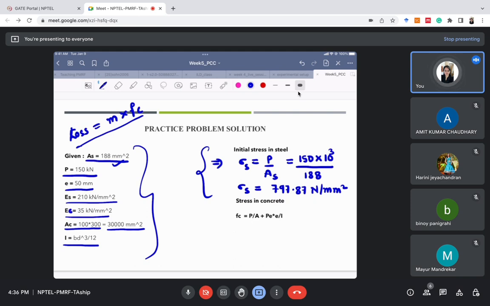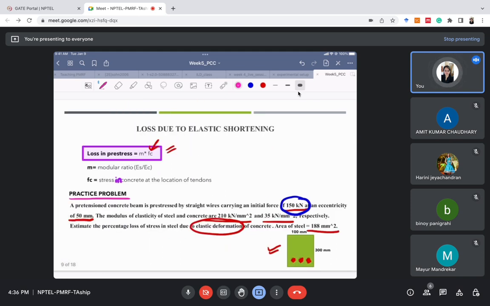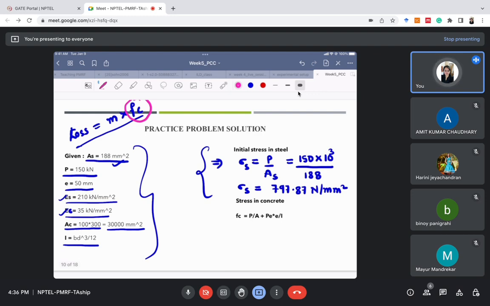m you can easily calculate as Es by Ec. Es and Ec are given to you. The main thing you need to do is find out the value of fc. What is fc here? fc is the stress in the concrete at the location of the tendons. The stress in concrete at the location of tendons. So how do you calculate it?